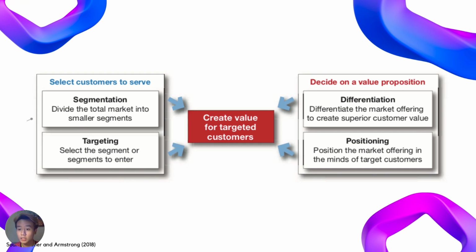Market segmentation is the act of dividing a market into distinct groups of buyers who have different needs, characteristics, or behavior, and who might require separate marketing strategies or mixes. Once the groups have been identified, market targeting evaluates each market segment's attractiveness and selects one or more segments to serve. Differentiation involves actually differentiating the market offering to create superior customer value. Finally, positioning consists of positioning the market offering in the minds of target customers.